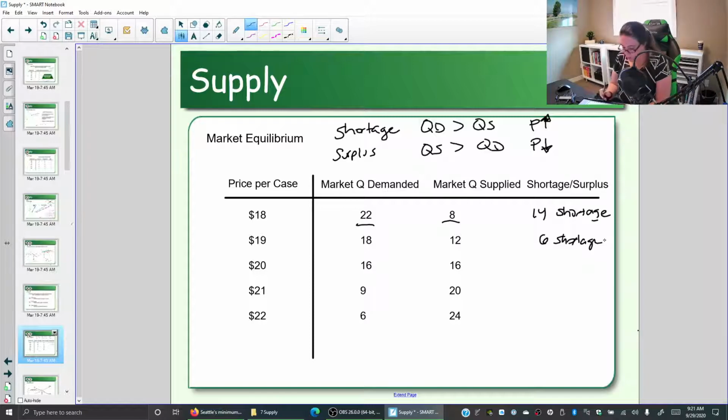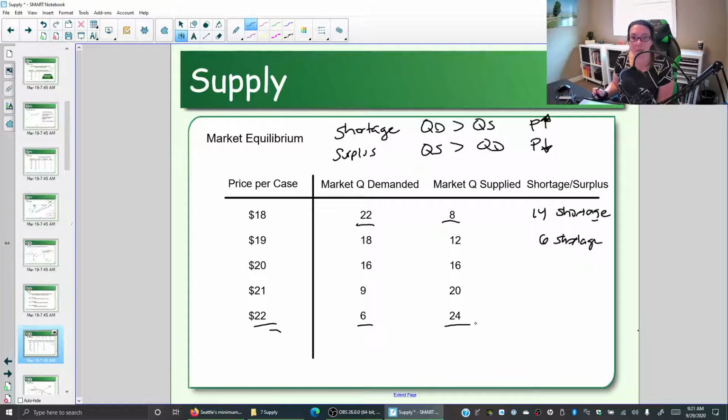Now let's go to the other extreme. Let's look at really high prices like $22. At $22, it's gotten too rich for a lot of people to buy that case of craft beer. So the quantity demanded is now 6. But now businesses are willing to get into the craft beer market because they're making large profits. Remember, holding everything else constant except for the price, so ceteris paribus, higher prices, costs stay the same, bigger profits. So quantity supplied here is 24.